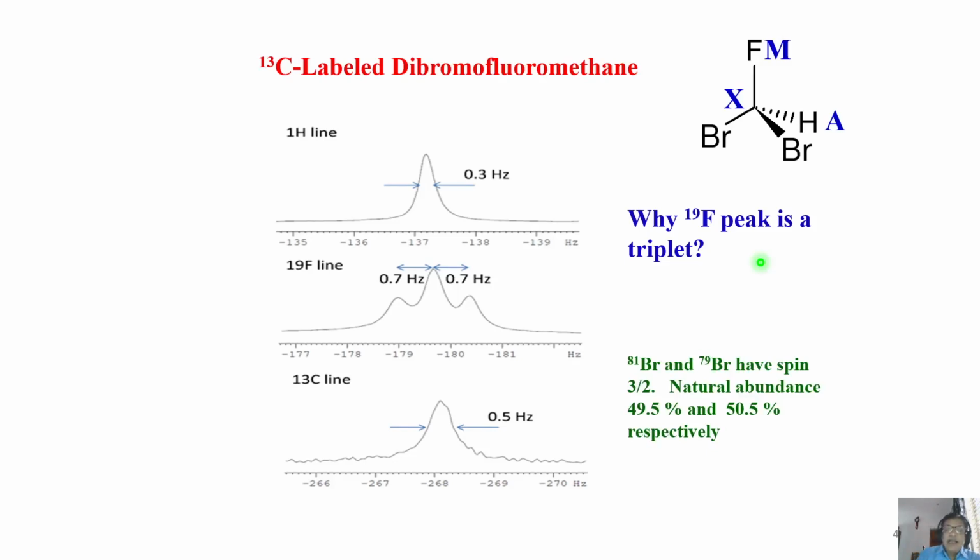The clue is, bromine has two isotopes, 81 and 79. Bromine 81 and bromine 79, and both have spin 3/2. Interestingly, the natural abundances of the two are 49.5 and 50.5, so almost 50-50 you can say. Don't worry about the 0.5%. Both of them are equally abundant. Very interesting. Bromine has two isotopes, both have spin 3/2, and both are more or less equally abundant.